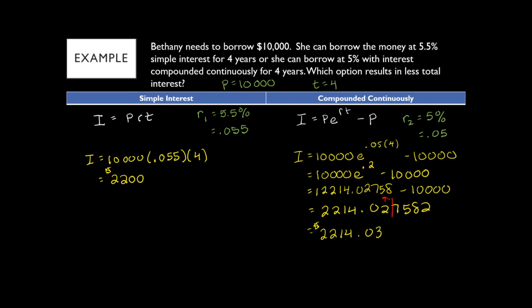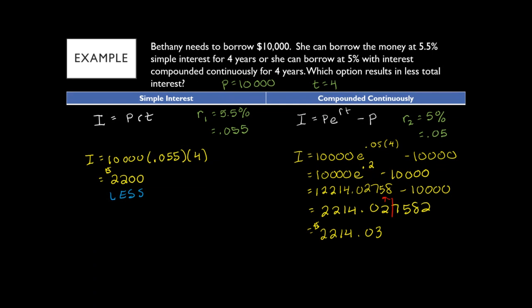So the question says, which option results in less total interest? And the simple interest gave you less interest. It has a higher interest rate, but because it doesn't have the power of compounding, it actually gives you less money than if you did the compounded at a lower interest rate. It's not a big difference here. It's like a $14 difference, but it is a difference.